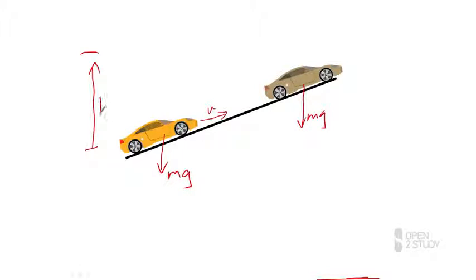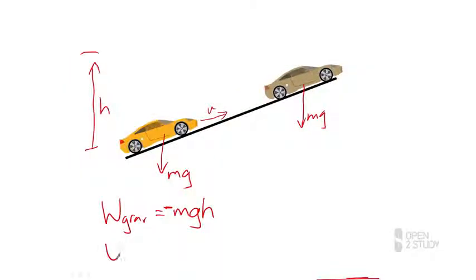So we can calculate the work done by gravity as simply being the force, which is the weight, mg, multiplied by the change in position, h. And that will in fact be a negative sign out the front because the car is moving upwards and the weight points downwards. So gravity has done negative work on the car.